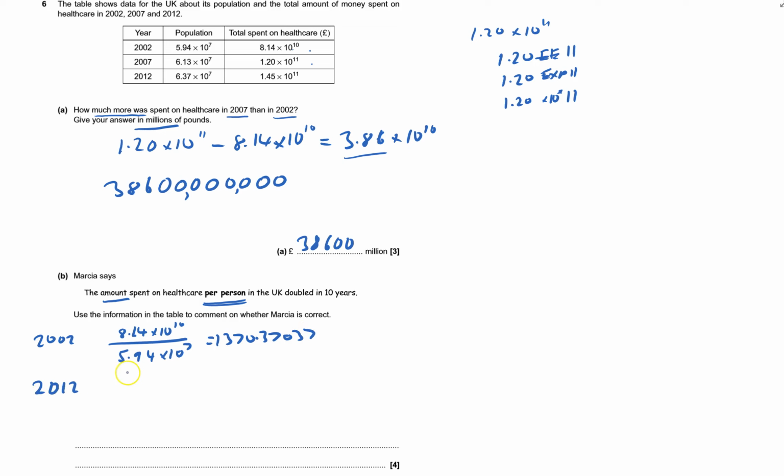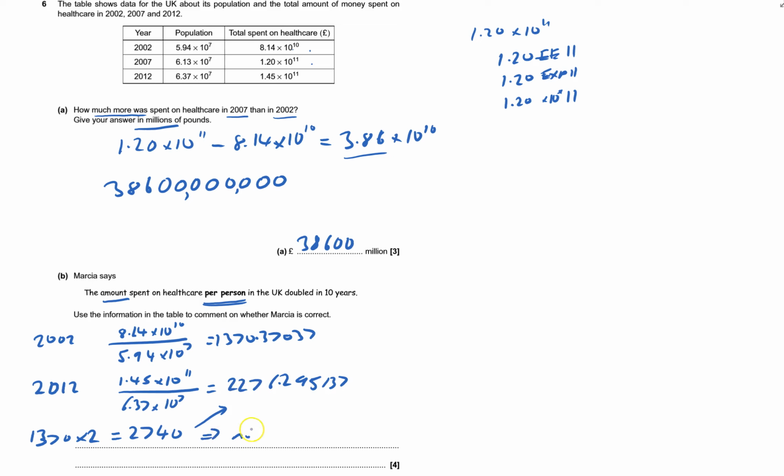2012, we've got 1.45 times 10 to the power of 11 divided by 6.37 times 10 to the power of 7, and that gives 2276.295137. And if I take the 1370 and double that, that equals 2740, which is not, this number here is not as big, therefore it's not doubled. So Marcia is wrong.